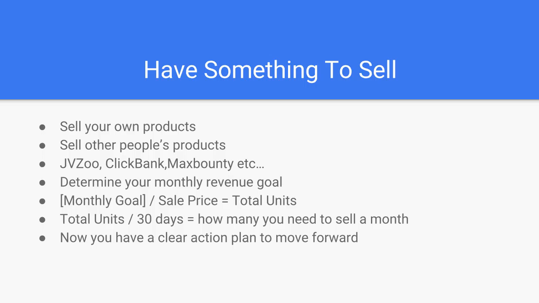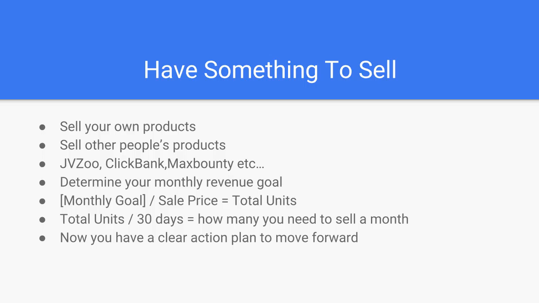You divide that by the sales price. That'll give you the total units you need to sell a month. And you take the total units, divide that by 30 days, and that's how many you need to sell a day. All right. Once you have that in mind, you have a clear plan of action on how many units you need to be selling every month to hit that target of how much you want to be making every month. All right.